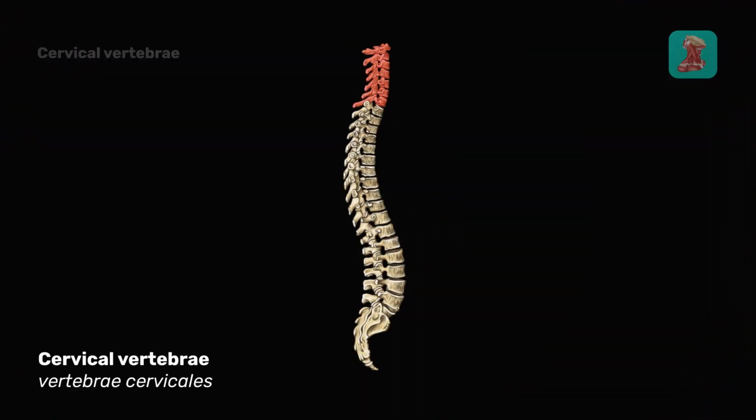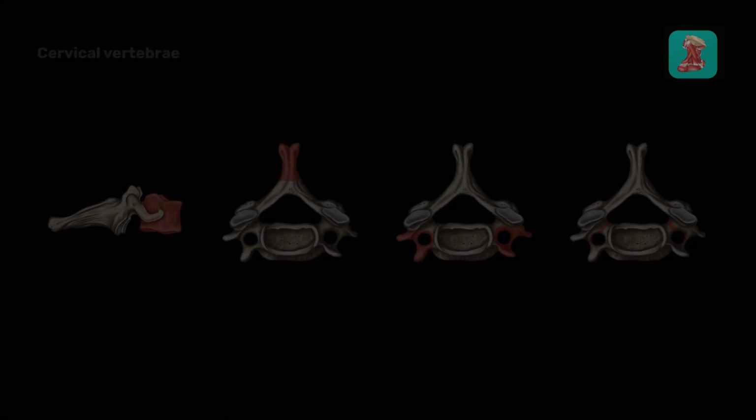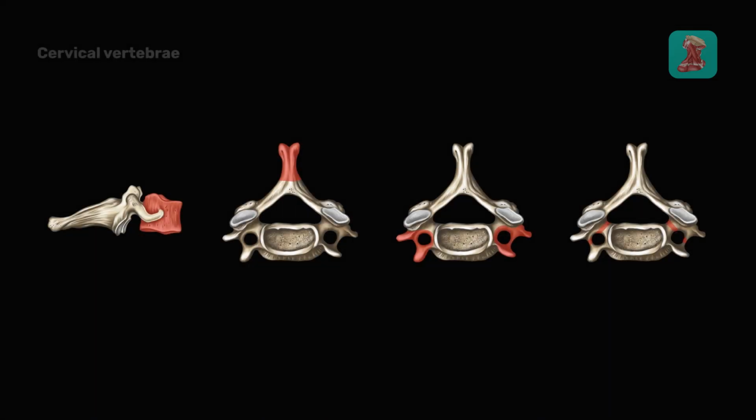The 7 cervical vertebrae represent the cervical spine. They have their own distinctive features, such as the low and small vertebral bodies. Also, the spinous processes of the second, third, fourth, and fifth vertebrae are bifurcated at the end.